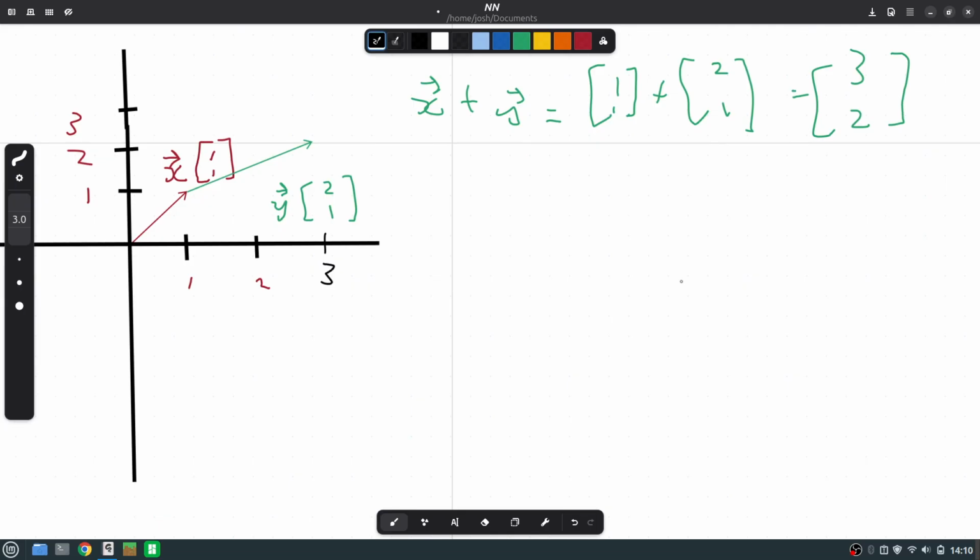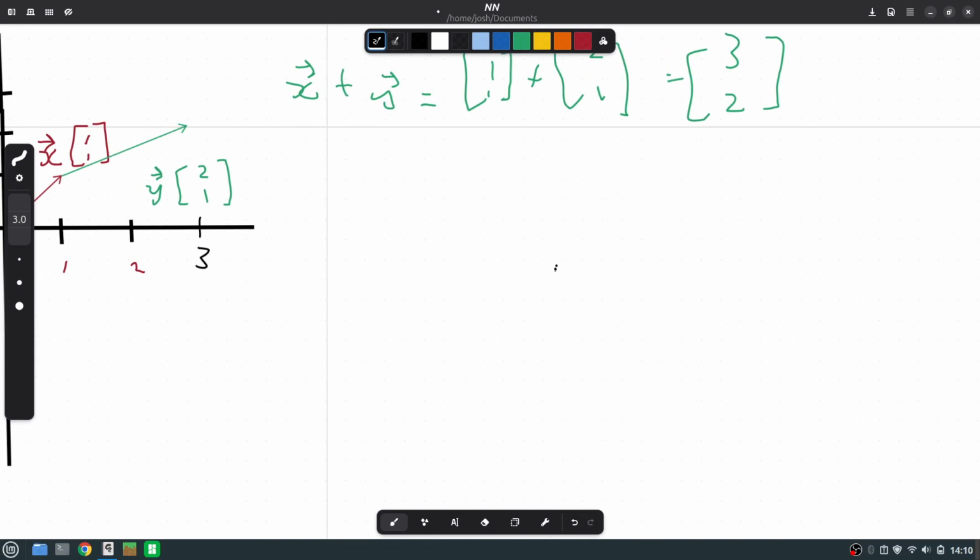Now let's talk about vector multiplication, which is, I think, the most important part. Before I go over to vector multiplication, I want to give you a better idea of what a matrix is.